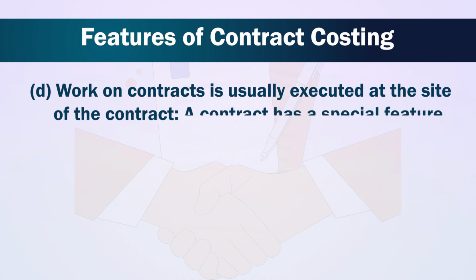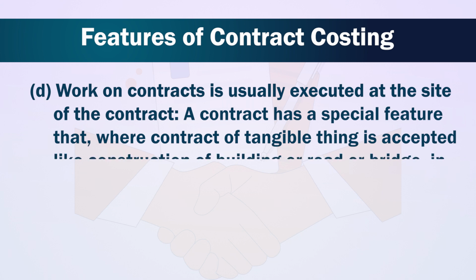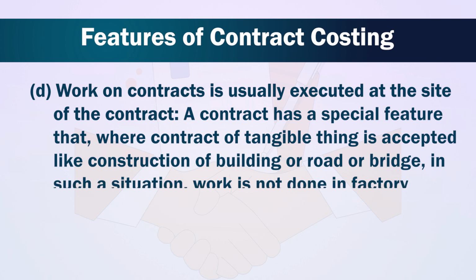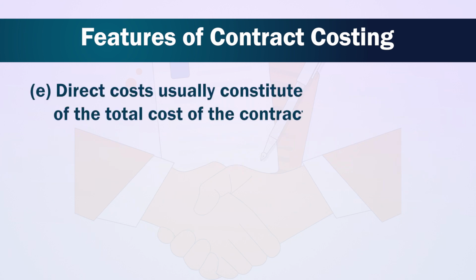A contract has a special feature that the contract of a tangible thing is accepted, like construction of a building or road or bridge. In such a situation, work is not done in factory premises but is to be done at a place where the contractee requires that. Fifth, direct cost usually constitutes a major portion of total cost of the contract.